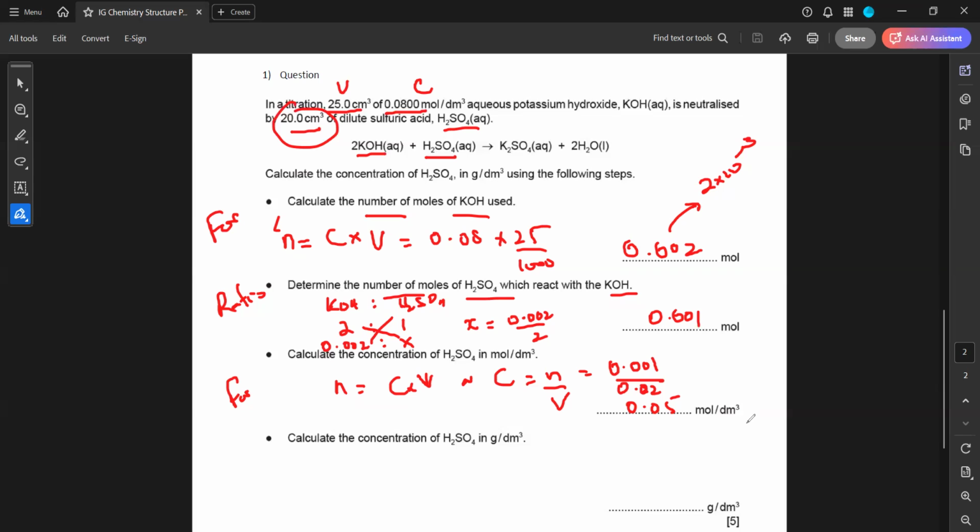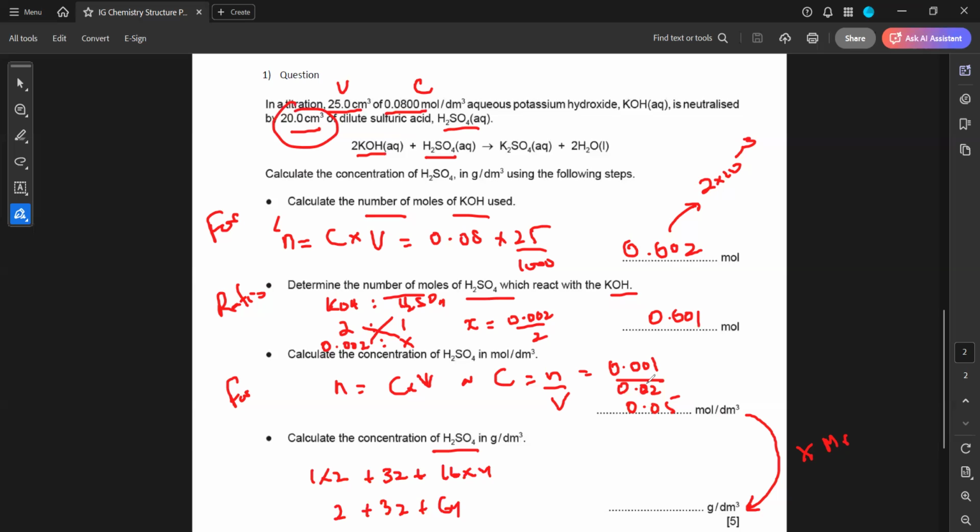Then we convert the concentration from moles per dm cube to grams per dm cube. How do we convert moles per dm cube to grams per dm cube? We multiply by the molar mass, or the molecular mass. For the molecular mass, you use the periodic table. For sulfuric acid, hydrogen is 1 multiplied by 2, sulfur is 32, and oxygen is 16 times 4, which is 64, plus 32, plus 2. So it equals 98. The molar mass is 98.